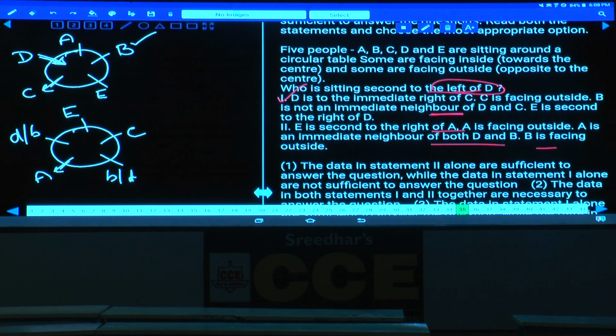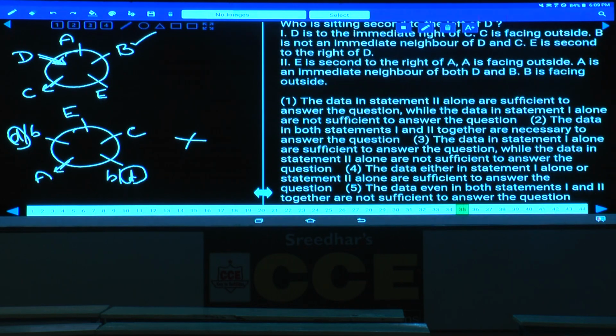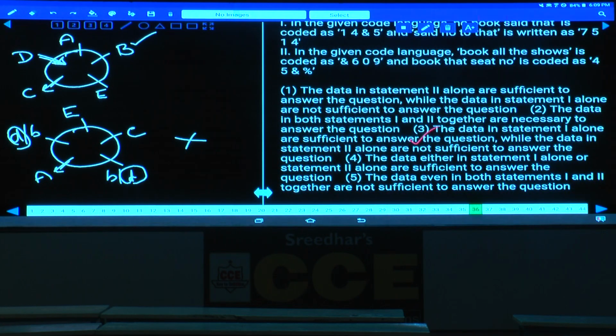Then what is the question here? Who is seated to the left of D? If D is here, his direction is also not known, isn't it? Hence there is more than one possibility in this one, so statement 2 alone is not sufficient. Only statement 1 alone is sufficient. Choice please: only one alone, that is choice 3. Question number 35, choice 3.